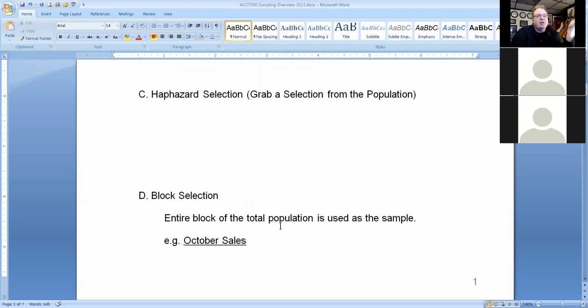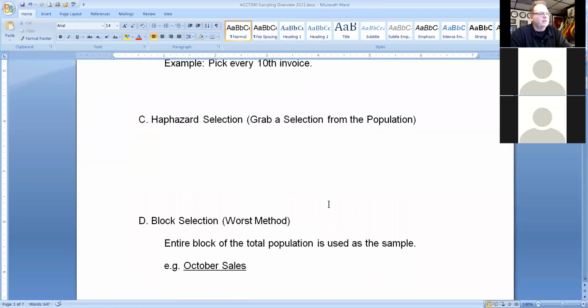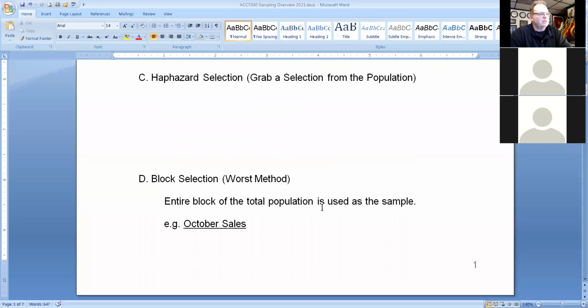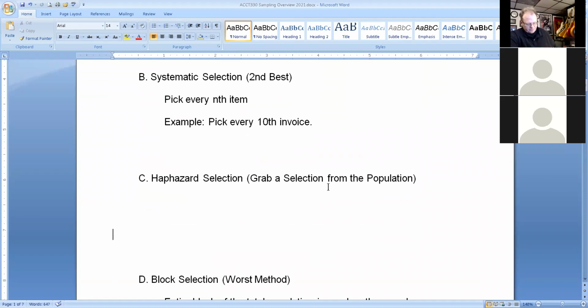Now, block selection is repeatable. It's got that going for it, that anyone can go and pick the October sales, but it's not a good way to do it. It's probably the worst way of doing it because it eliminates so much. Now, there's a saying that block sampling is for blockheads. And not to get too emotional about it. But okay, so these are usually the methods that they will use for taking a sample.